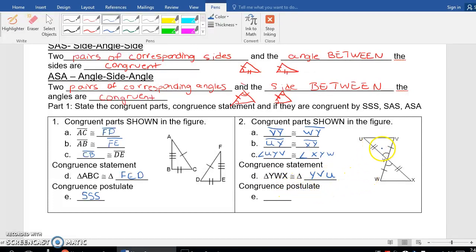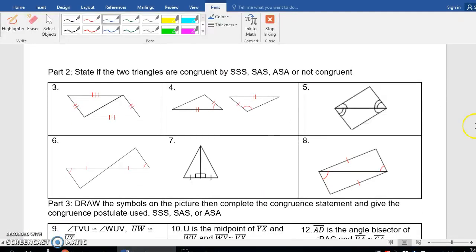And lastly, how do we know that? Using one of those 3 postulates. Well, as you can see, it's side, angle in between, and then side. So our postulate is SAS. Alright, next we're moving on to part 2. State if the 2 triangles are congruent by side, side, side, side, angle, side, or not congruent.